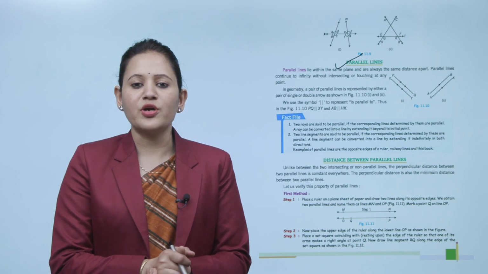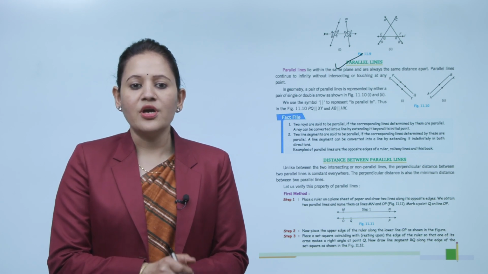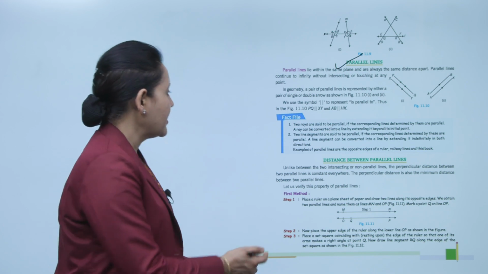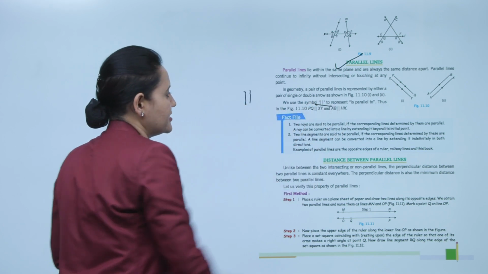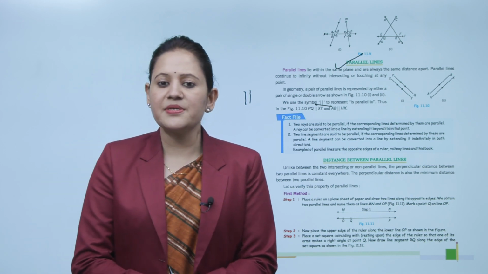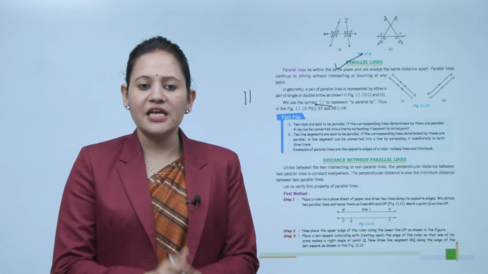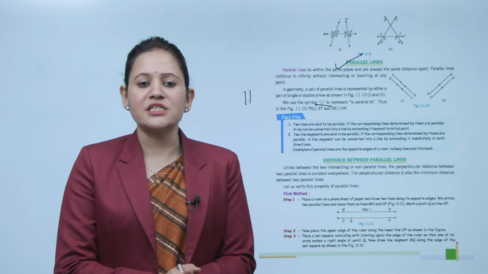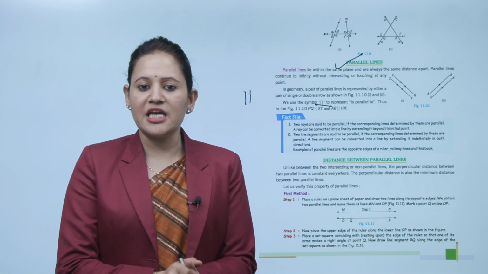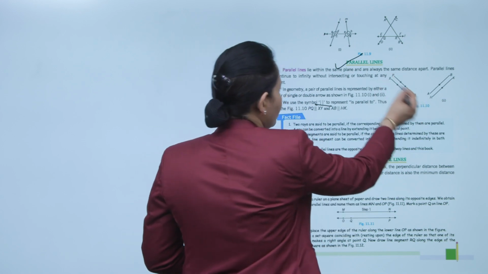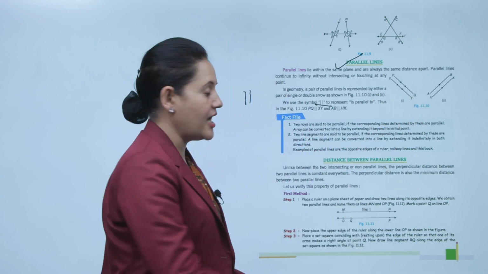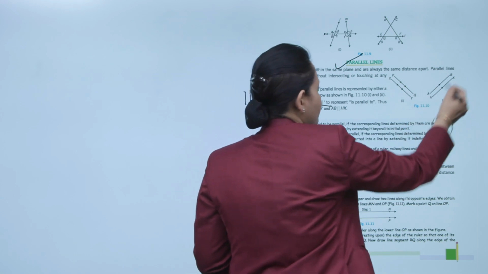in figure 11.10, 1 and 2. We use the symbol, the symbol of parallel lines, to represent "parallel to". Thus, in the given figure 11.10, PQ is parallel to XY and AB is parallel to HK.